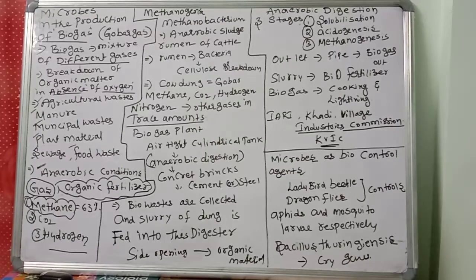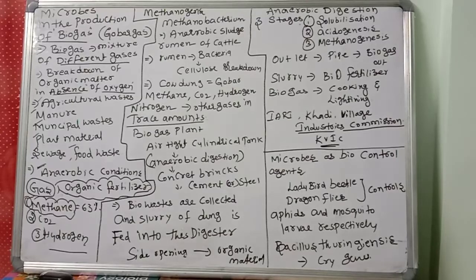Then, in the waste, cow dung is there, so the methanogenic bacteria is there, and we have to create the anaerobic conditions. So the digestion process will start, or the decomposition process will start. So anaerobic digestion takes place in how many stages? The anaerobic digestion takes place in three stages. What are the three stages?